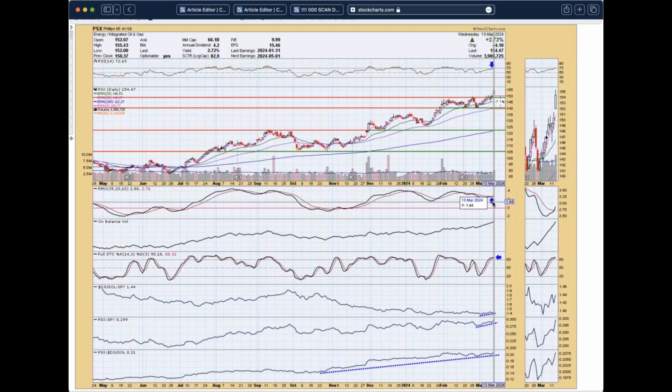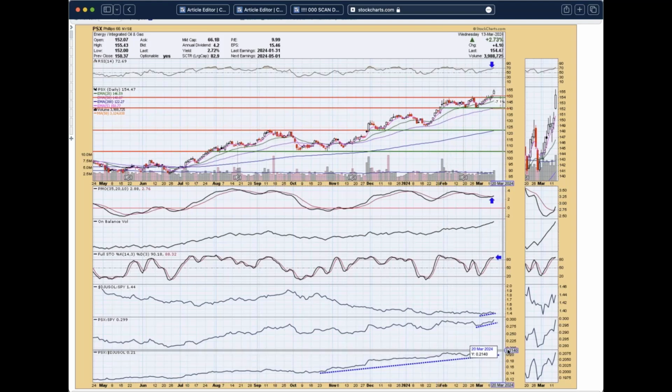We have a PMO that's now giving us a positive crossover. We have stochastics above 80, and look at the relative strength here. Not only is the group starting to outperform, but this Phillips 66 is really showing leadership in this group. If you're going to be in the integrated oil and gas group, you want to find a stock like Phillips 66, which tends to outperform its group. So this was a really nice setup.